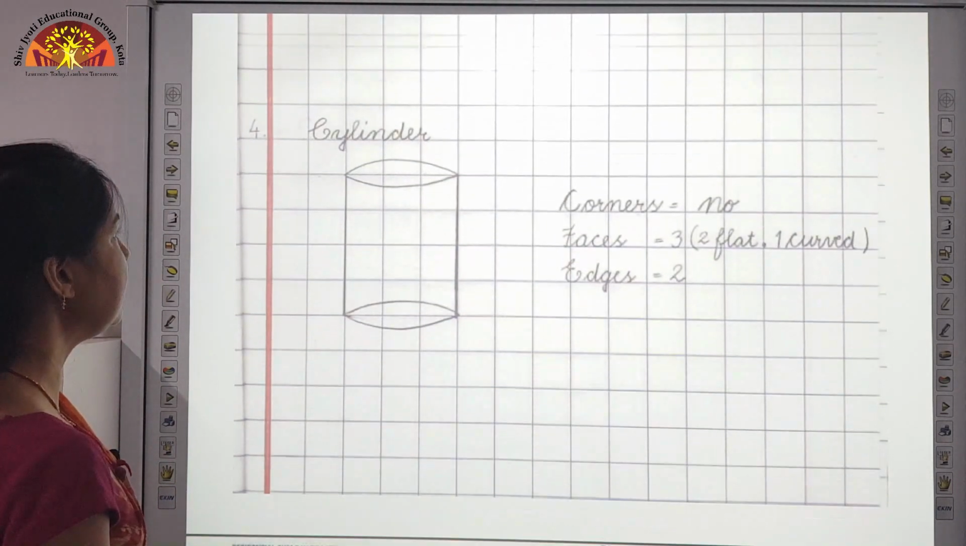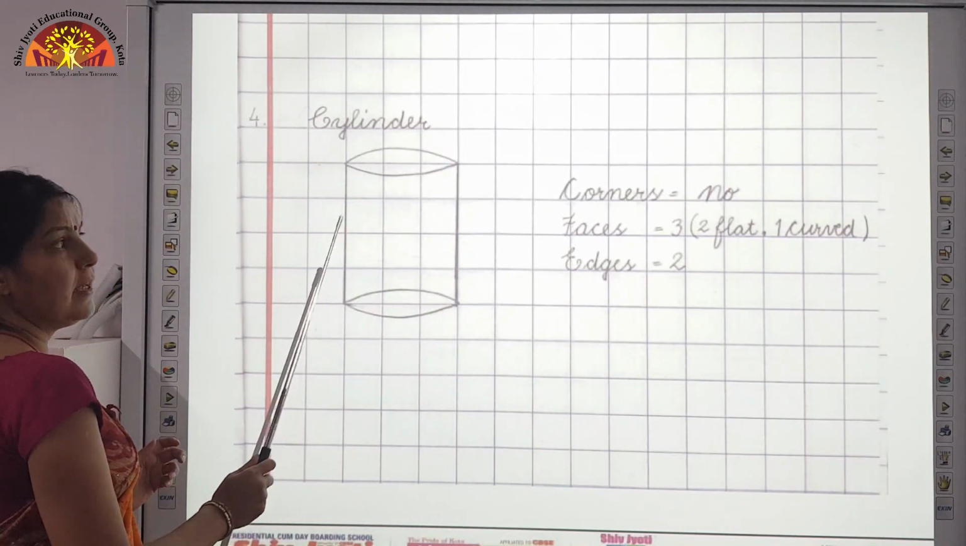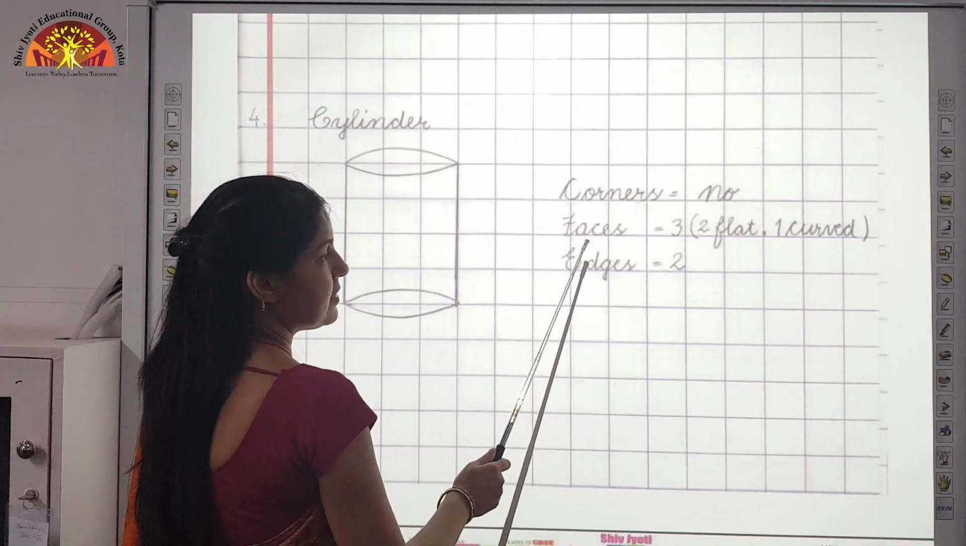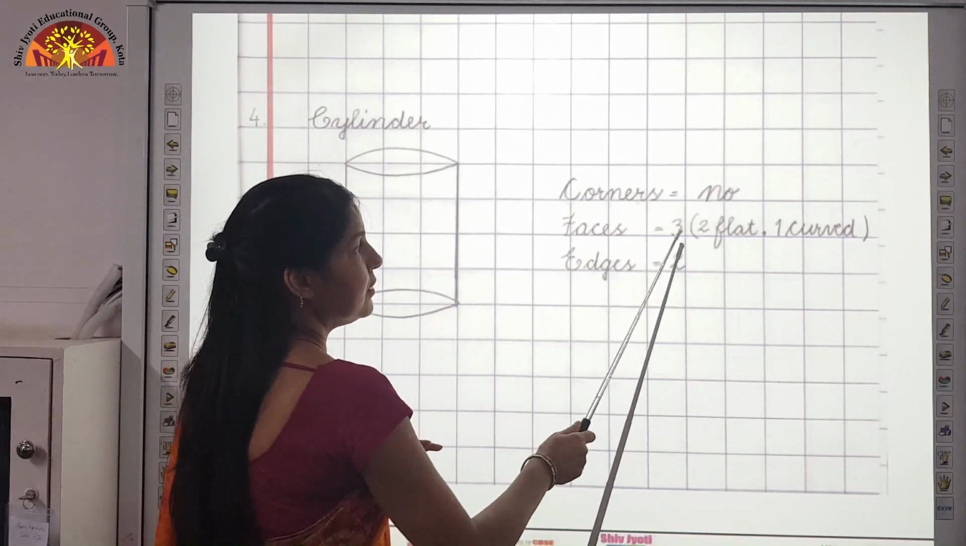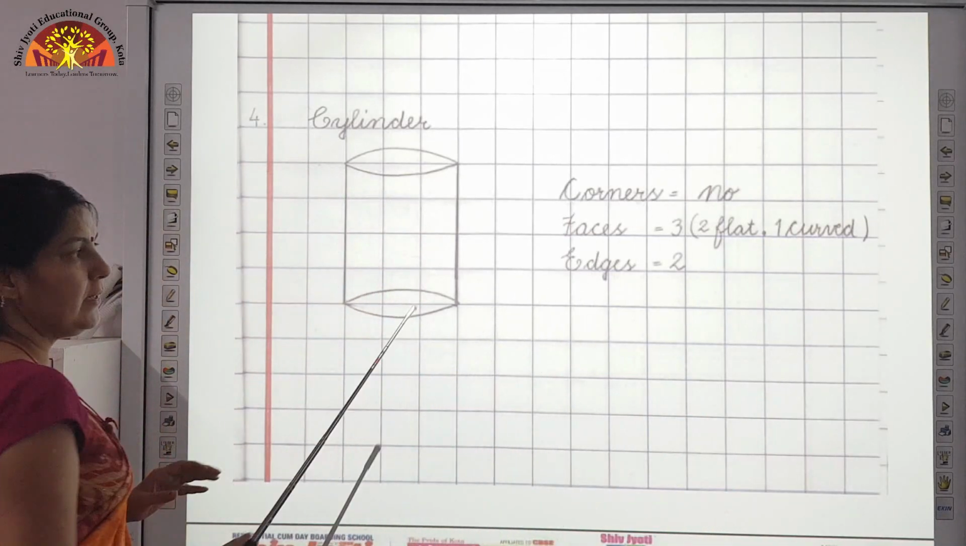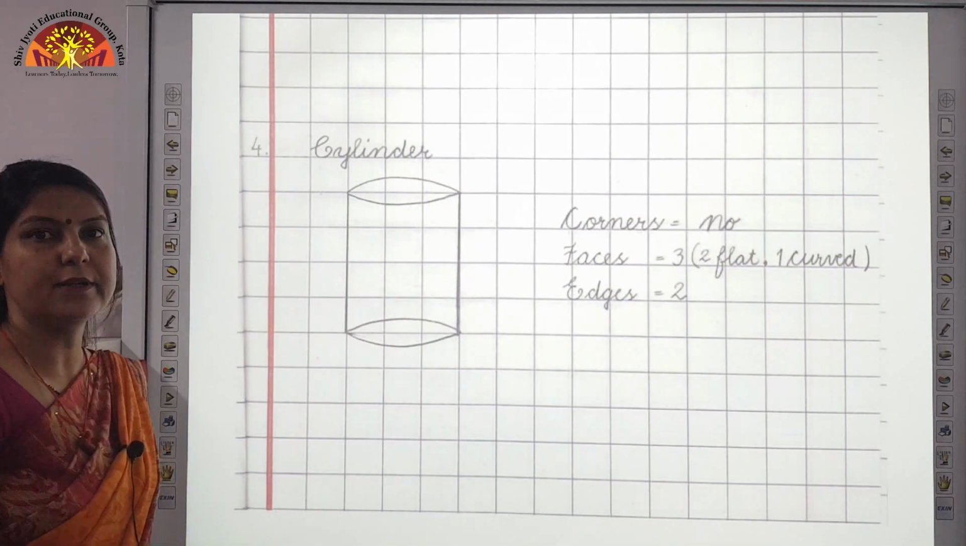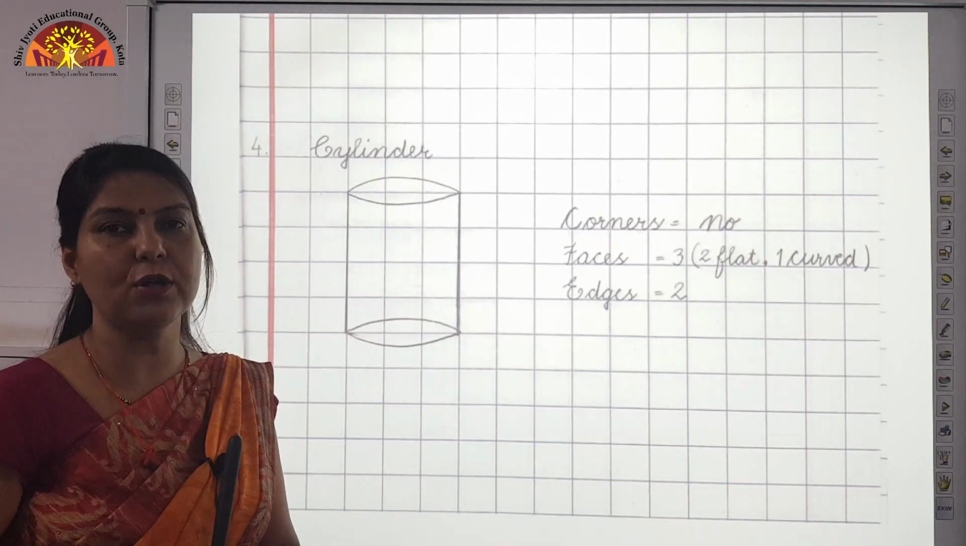Now number 4 is cylinder. Children, this is cylindrical shape. It has no corners. Faces, it has 3 faces, 2 flat and 1 curved face. Now how many edges does it have? It has 2 edges. Okay. Now children, we will learn how to draw all these shapes.